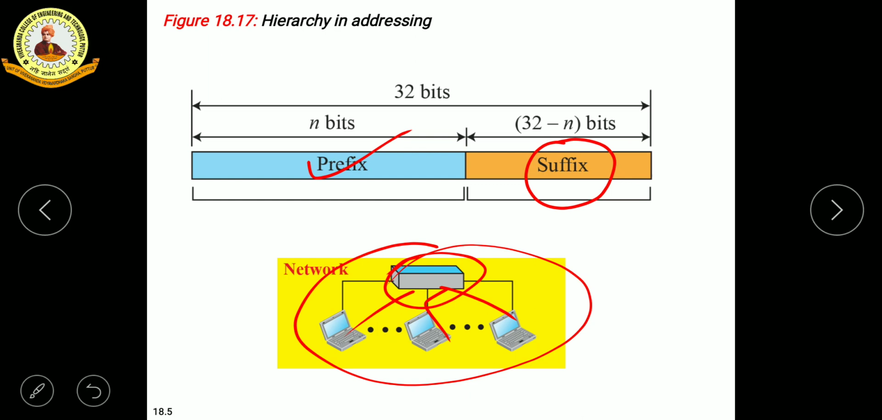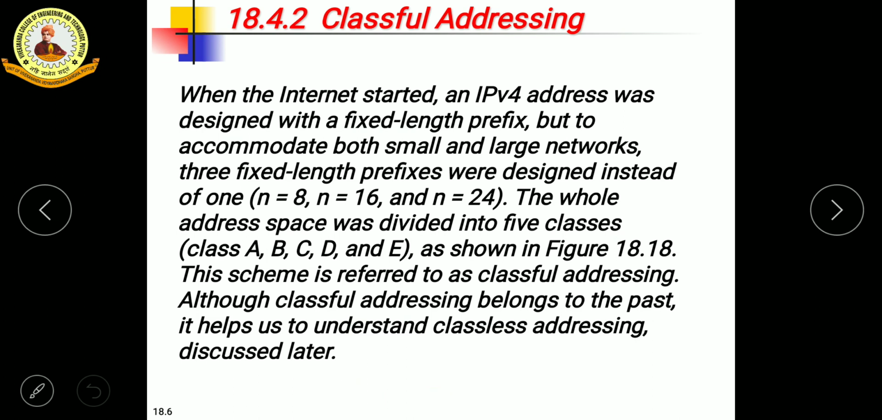It uses a variable length network prefix. First we will discuss classful and then we will discuss classless. What are these? We will discuss. The explanation I already told you. So, classful addressing and classless addressing: these are actually the schemes for IPv4 addressing.